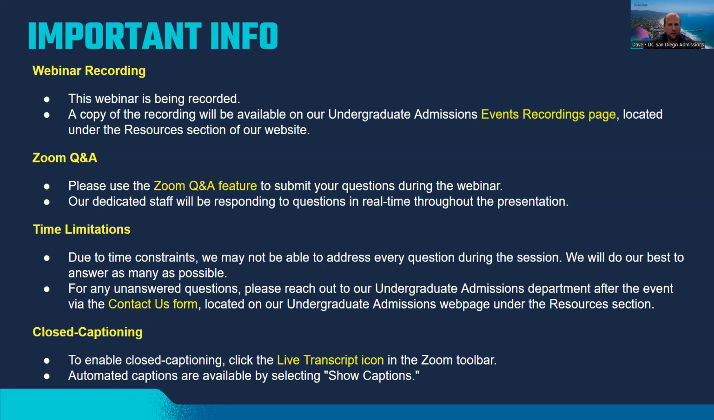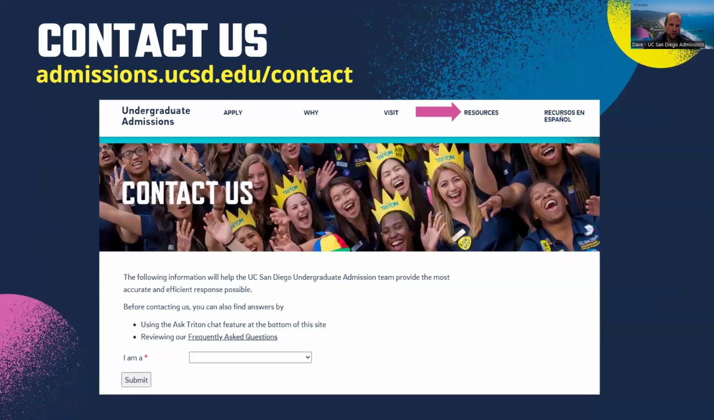If we have family members or other guests joining, please note that UC San Diego, in line with UC policy, can only share student-specific admissions information directly to that student or that applicant. Students, you are the ones that must reach out for clarification for your personal circumstances, and we appreciate your understanding and cooperation with this policy. Thank you again for joining us.